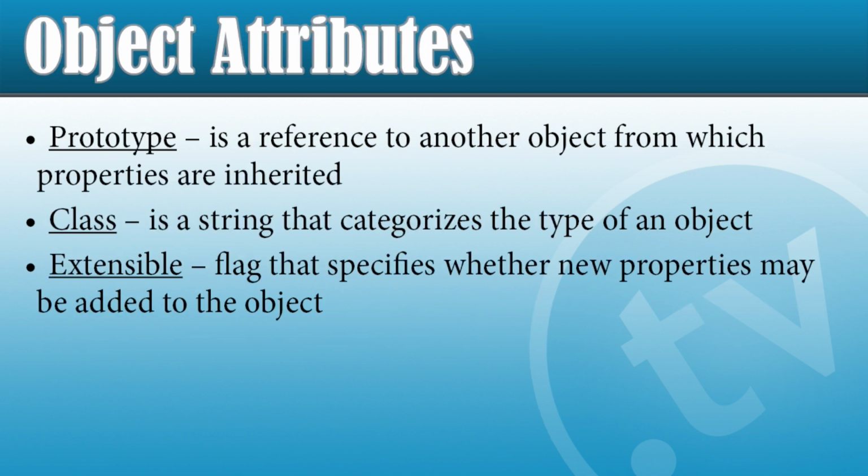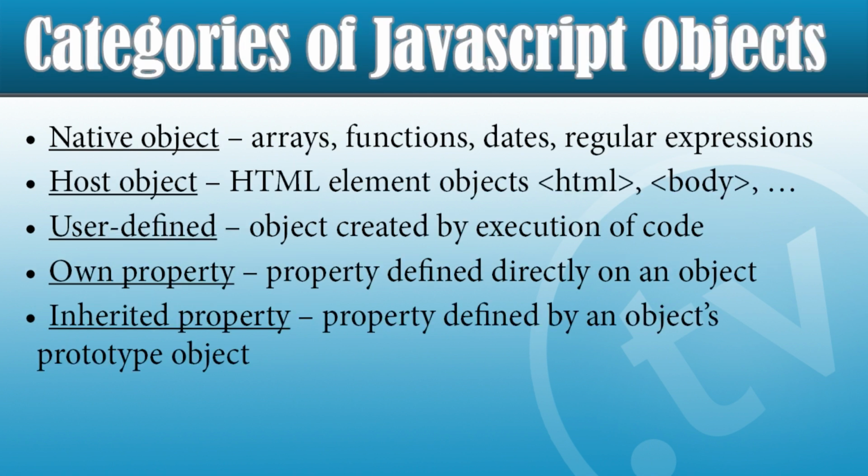These are the object attributes. The prototype is a reference to another object from which properties are inherited. Class is a string that categorizes the type of an object. Extensible is a flag that specifies whether new properties may be added to the object.